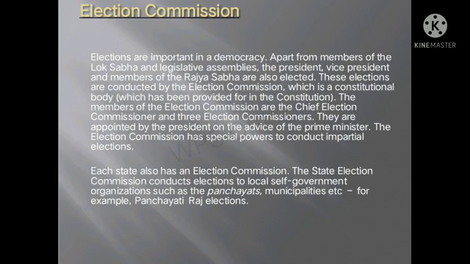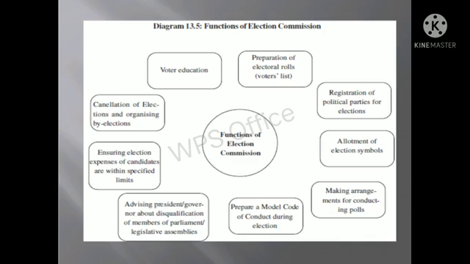Each state also has an election commission. The State Election Commission conducts elections to local self-government organizations such as the panchayats, municipalities, etc. For example, Panchayati Raj elections. Let's know the functions of the Election Commission.